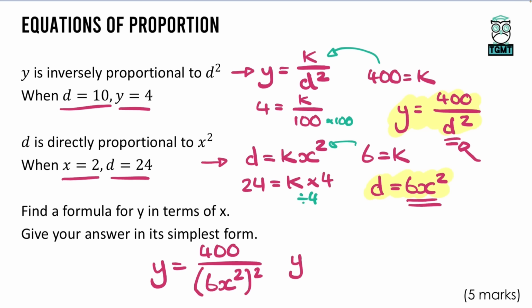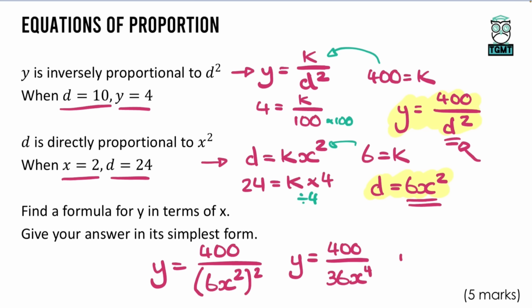6x squared multiplied by 6x squared, well, 6 times 6 gives us 36, and x squared times x squared would give us x to the power of 4. That is now a formula for y in terms of x. However, it does say give it in its simplest form. So I just need to have a look. As it's a fraction, is there anything the top and bottom divide by? And because I'm using a calculator right now, what I can actually do is just type in my calculator 400 on the top of a fraction, 36 on the bottom, and it actually simplifies it for me.